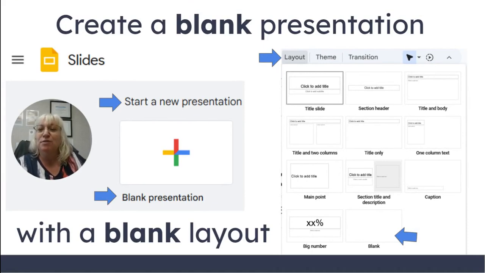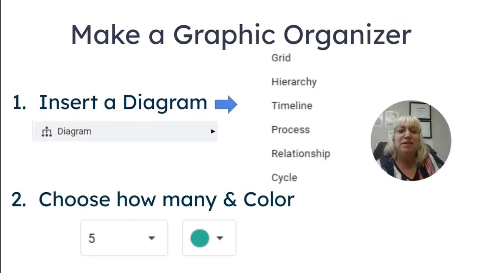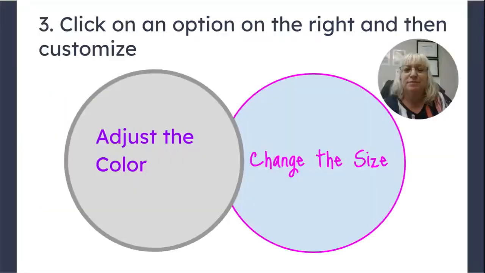Create a new blank presentation with a blank layout. Now that you have your blank slate so that you can start being creative, you're going to go to the Insert menu. You're going to insert a diagram. You can choose from grid, hierarchy, timeline, process, relationship, or cycle. Once you have made that selection, you can then choose how many and your color.